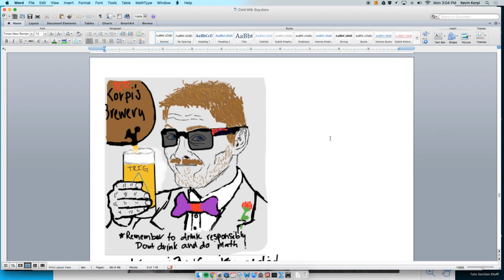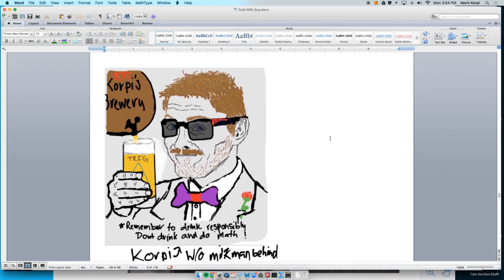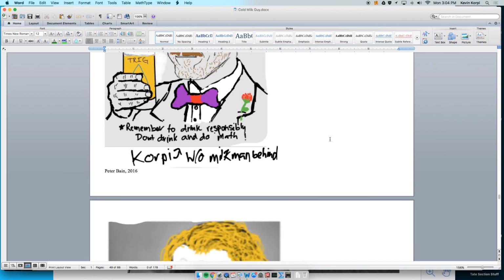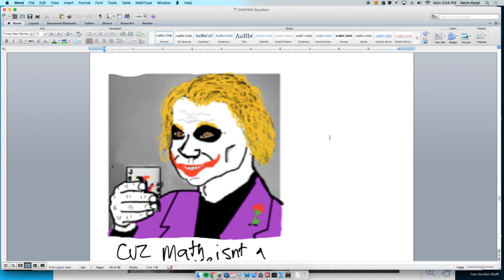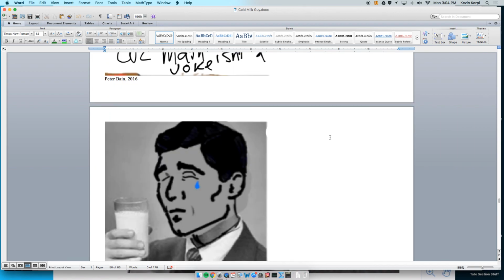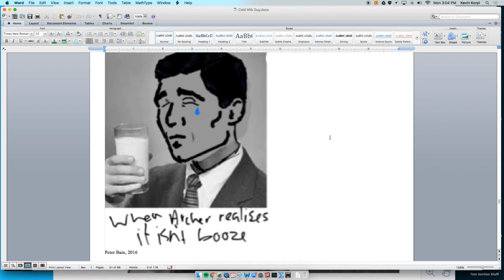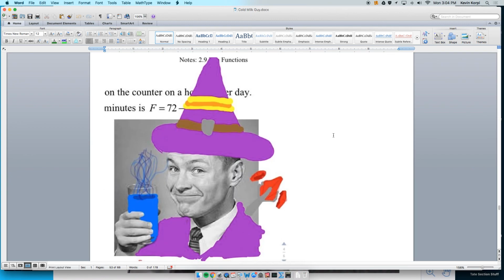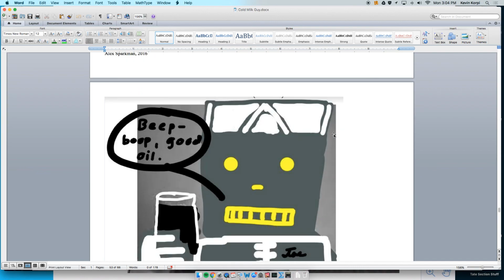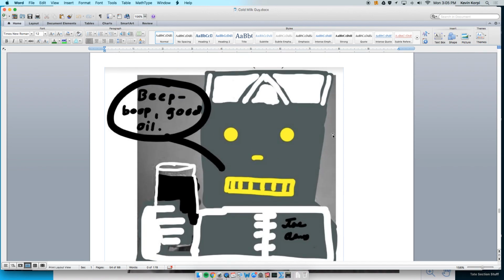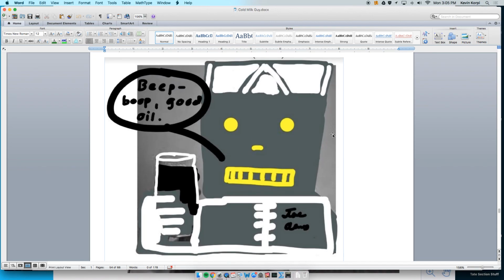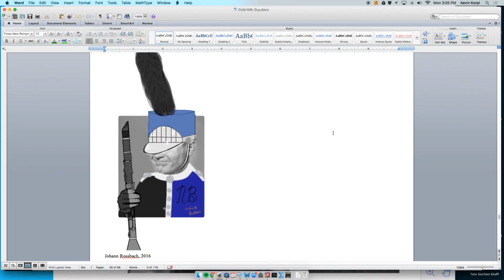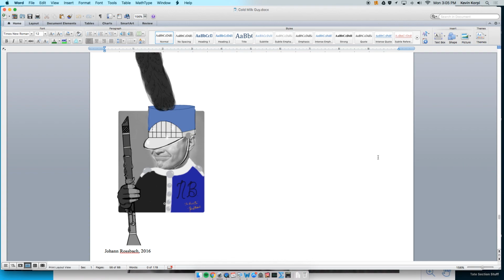And then here's some of the ones from this year. Peter Bain sent this one. Don't Drink and Derive. This one is the Joker. Pretty creepy. Then here's Archer. And then another one of those. Here is a wizard with a huge purple hat, oversized. And then here is, this is Jake Abel's Beep, Beep, Good Oil. Kind of funny. Another one. And then here's, you got to see Johann Rossbach. Look at that. That's pretty dang cool.